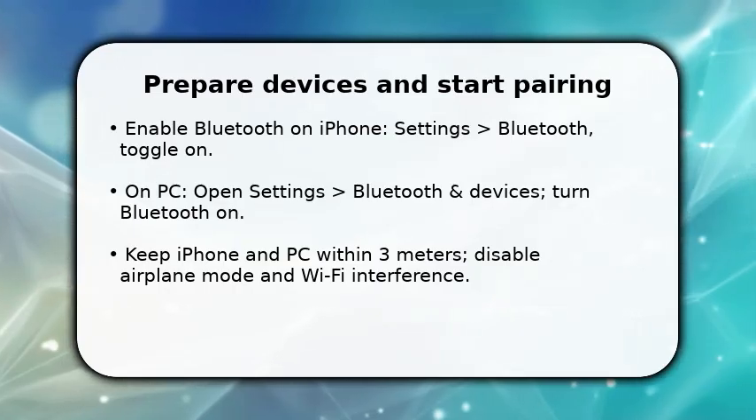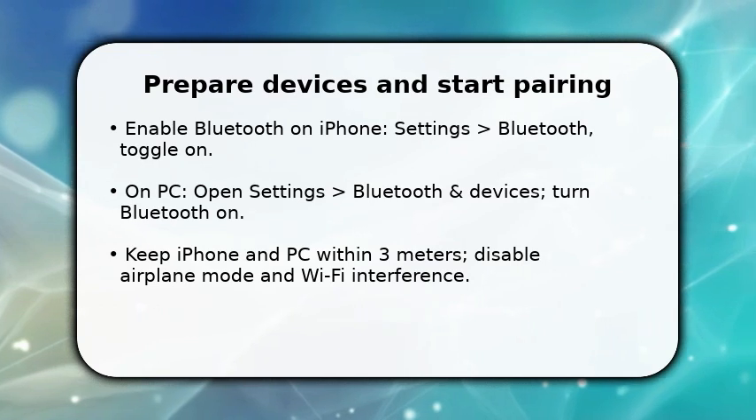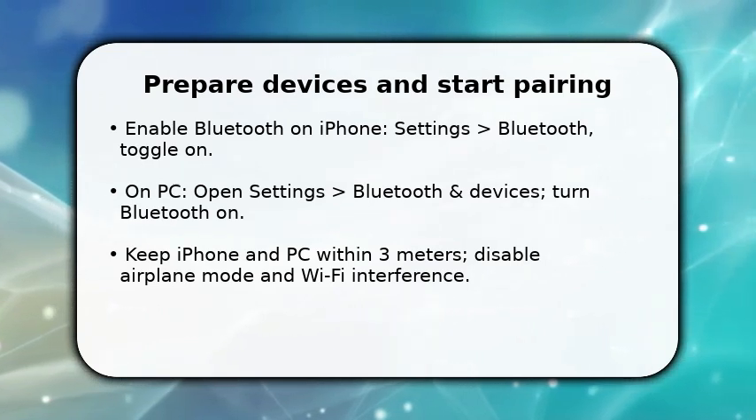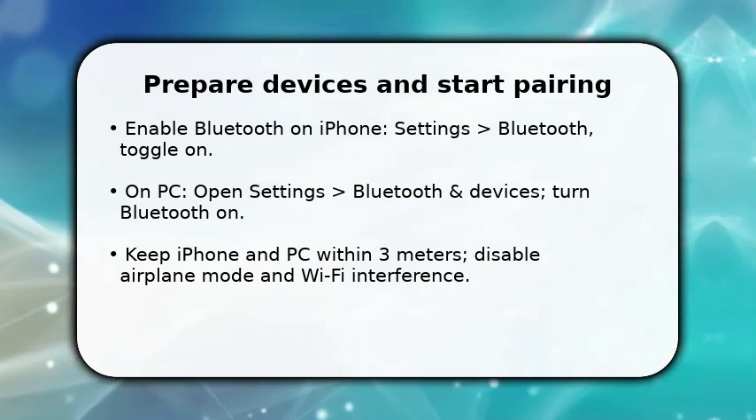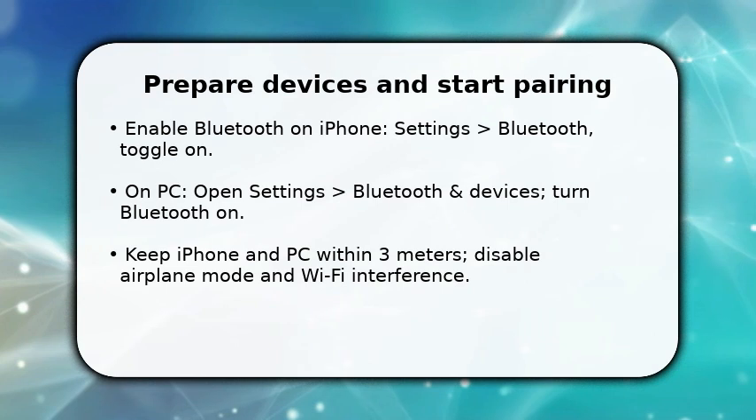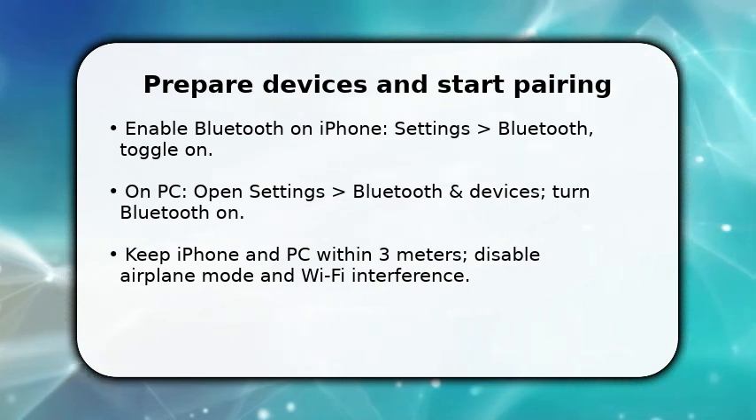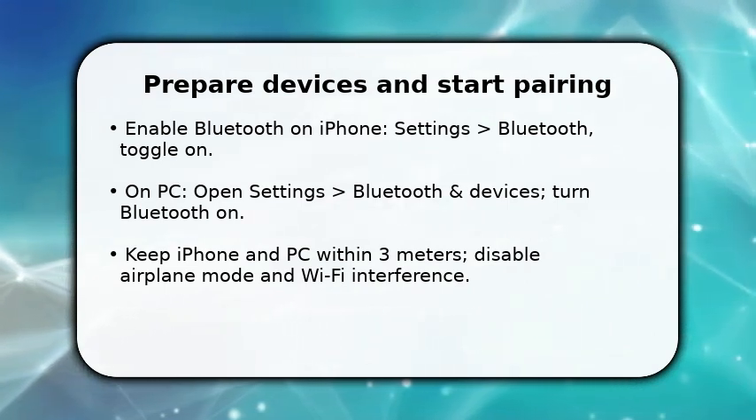You start by turning on Bluetooth on both devices now. On your iPhone, open Settings and enable Bluetooth. Keep the screen active so pairing prompts appear. On the PC, go to Settings, Bluetooth and Devices, and switch Bluetooth on. Choose Add Device when ready.